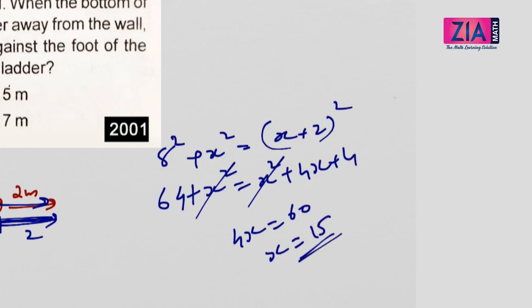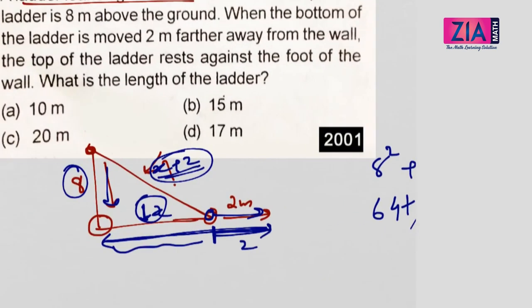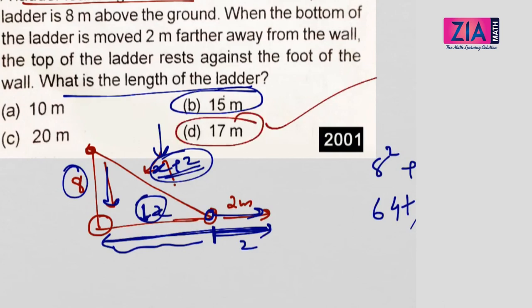Now the moment you see this x is equal to 15, you may go ahead and mark this answer. But what they are asking is the length of the ladder. That is not x. That is actually x plus 2. What is your answer? Your answer is 17. So this is what you need to mark. What you got here is x. You need to mark x plus 2 as the answer, and that is 17. I hope this is clear for all of you.